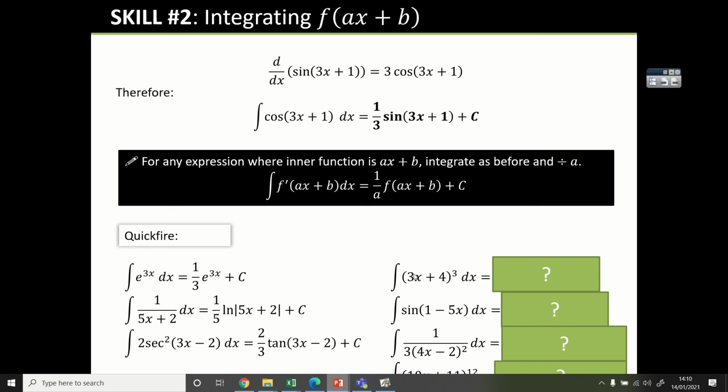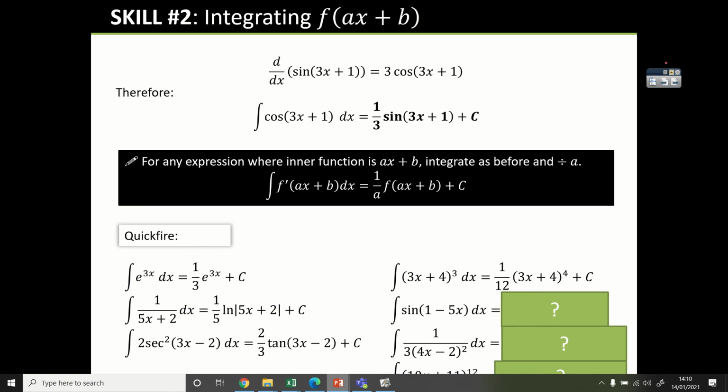Okay, (3x plus 4) cubed. This is a polynomial function that we're trying to integrate, with the inner function being 3x plus 4. So the outer function is the cubing. That's going to go to a power of 4, and then you're going to divide by 4. But you're also going to divide by the 3 to make it into a 12th at the front. So it's a 12th, (3x plus 4) to the 4 plus c. These ones you've got to be careful of because there are 2 things to divide by: the new power on the bracket, and the inner derivative, which is going to be the value of a in front of x.